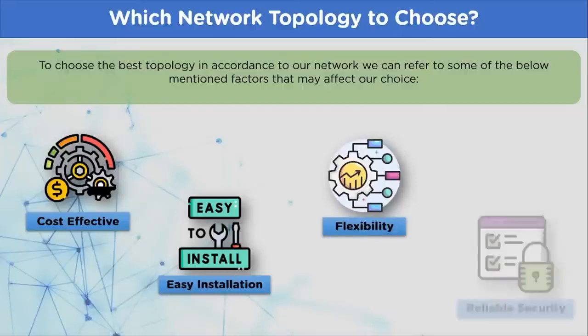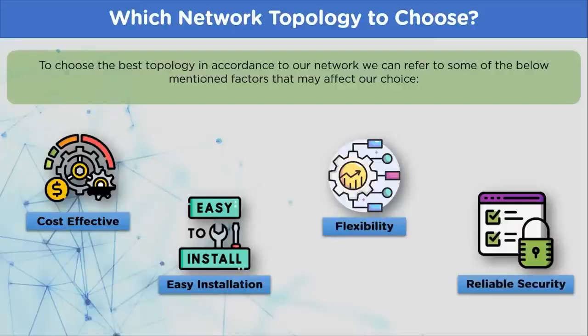of topology. On the other hand, we have reliable security. It is important that the topology installed allows us to introduce proper security points in the network, leading to fewer crash cases. By referring to the above factors, we can decide the best topology for our network.